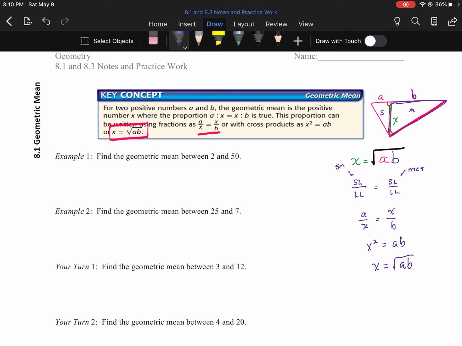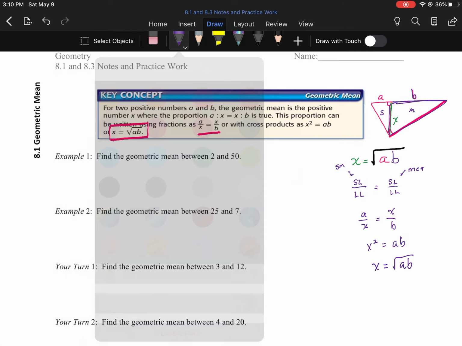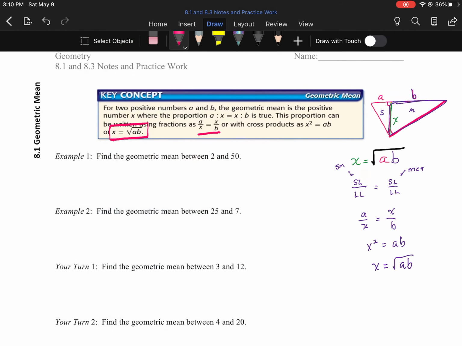All right, so now let's go back. We're going to pull it away from that triangle for a second. Like I said, I just wanted to show you that so that way you get an understanding, but we're just going to plain look at numbers at first. So it says find the geometric mean between 2 and 50. So geometric mean, that is X equals the square root of A times B. X is what our geometric mean is, so that's the variable used to represent it. So we have to take 2 times 50 and then square root that.